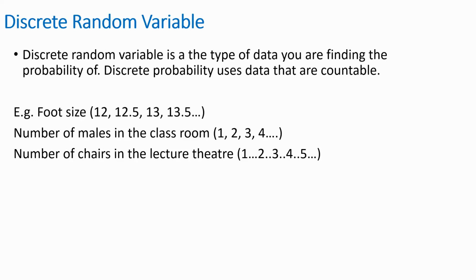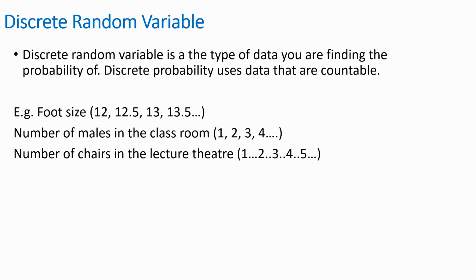You can count the number of chairs in a lecture theatre. You can count the number of people with brothers and sisters. How many brothers do you have? How many sisters do you have? So it's all countable. We call this discrete random variable or discrete data. It's a type of data that we use and the reason why you need to know what type of data it is is because it makes a difference on how you find a probability.